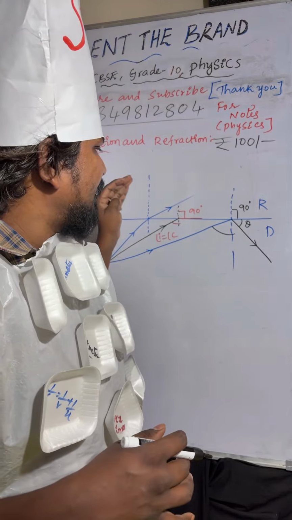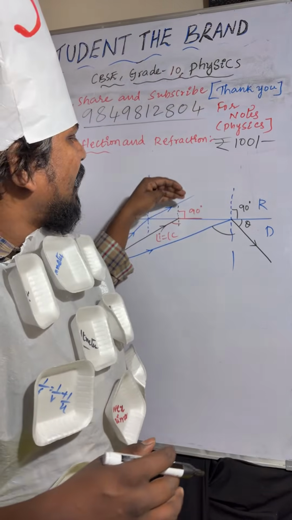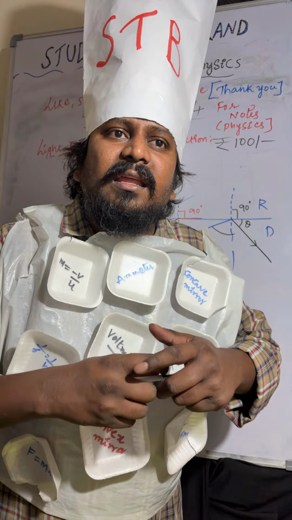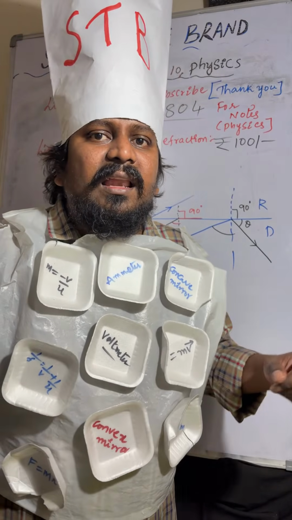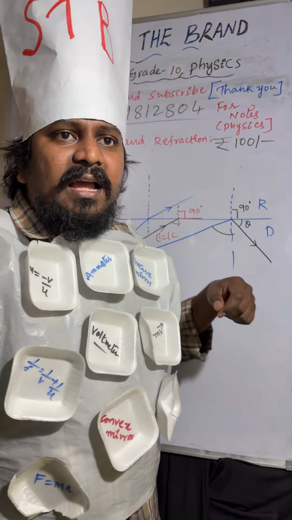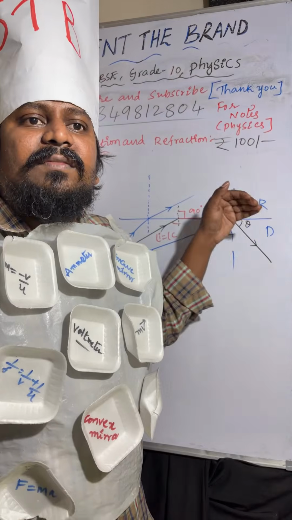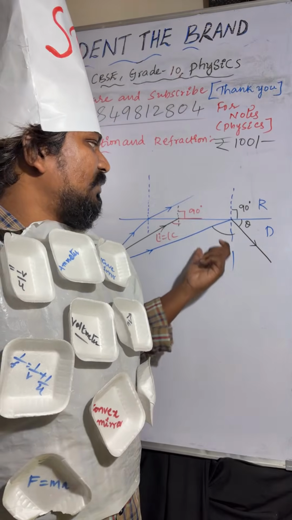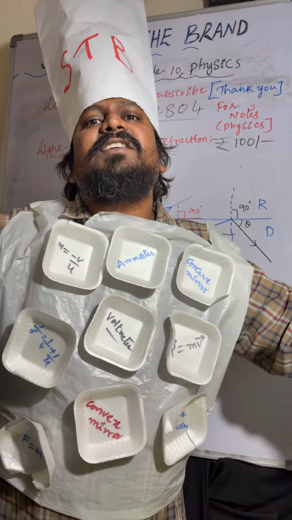At a certain angle of incidence, the refracted ray moves along the surface, making 90 degrees with the normal line. That angle is called the critical angle. If the refracted ray makes more than 90 degrees, then the light ray reflects back into the same medium. This type of reflection is called total internal reflection.